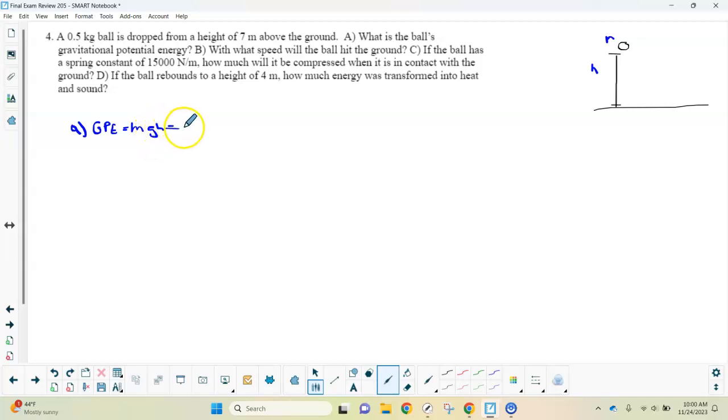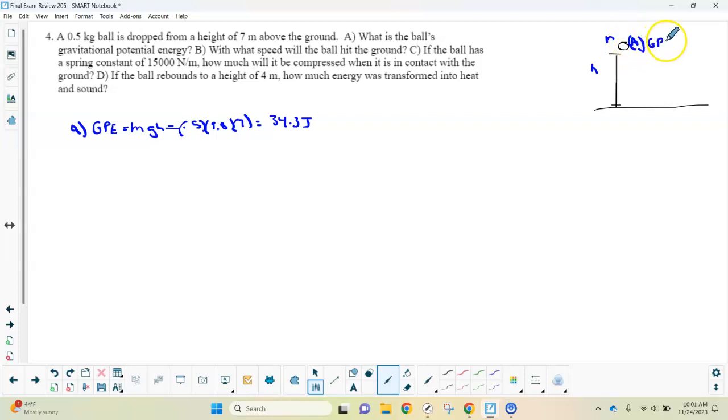So it's just 0.5 times the gravity constant, which we're making the assumption it's on the Earth, so 9.8, and then 7. So if you multiply all those out, you should get something like 34.3 joules. So that is how much energy the ball Earth system has to start. And that would all be gravitational. So if you imagine this up here, if this is point A, because that's the question that we're at, part A. So at part A, it's all GPE.